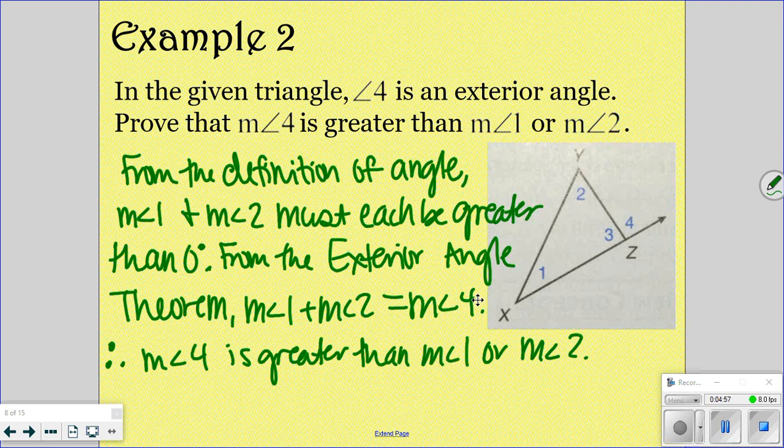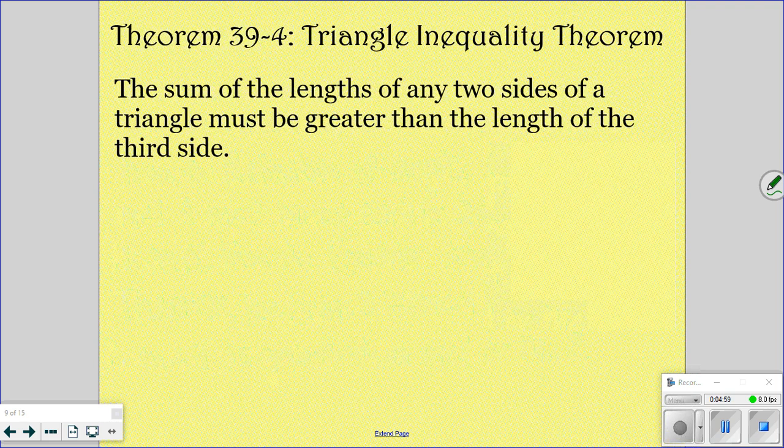Now we're going to look at the triangle inequality theorem. We actually talked about this briefly with a math knowledge question towards the beginning of the year, which I'm sure y'all don't remember, and that's okay. But the sum of the lengths of any two sides of a triangle has to be greater than the length of the third side. So you're going to take the two smaller sides of your triangle and add them up, and they always have to be bigger than the third side.